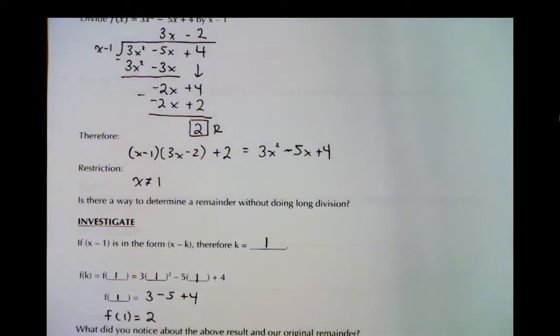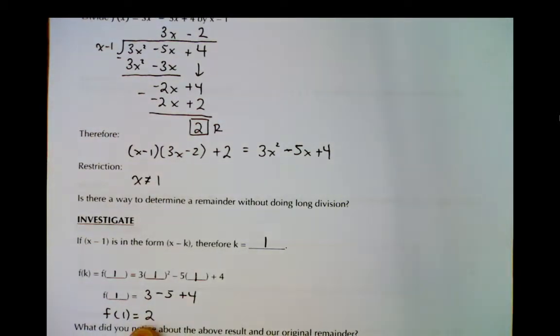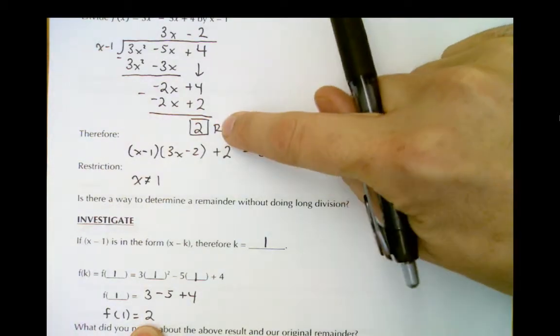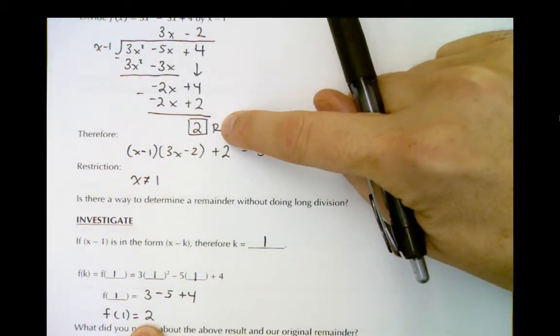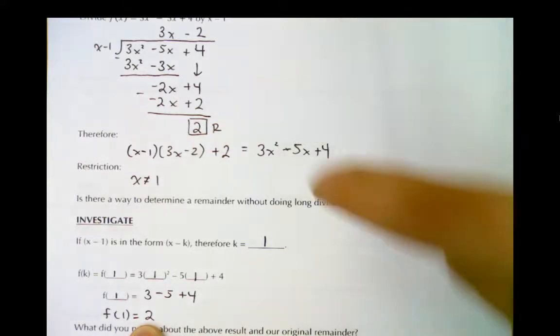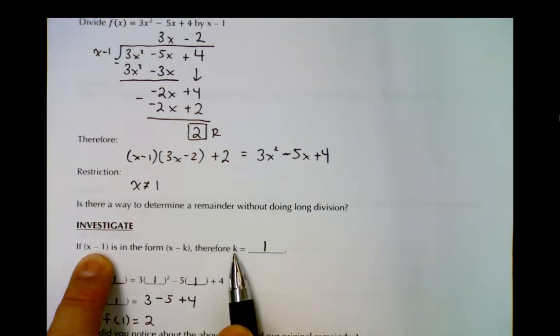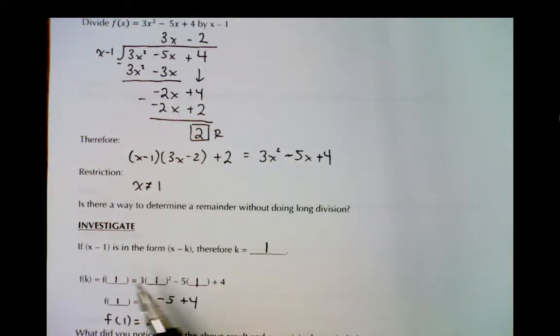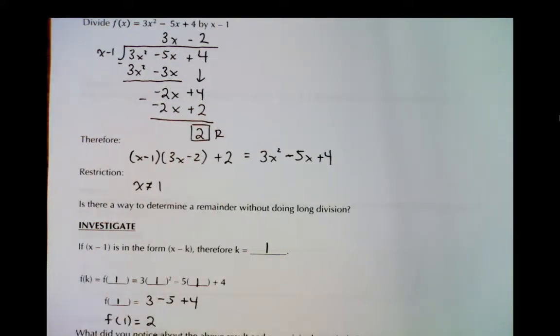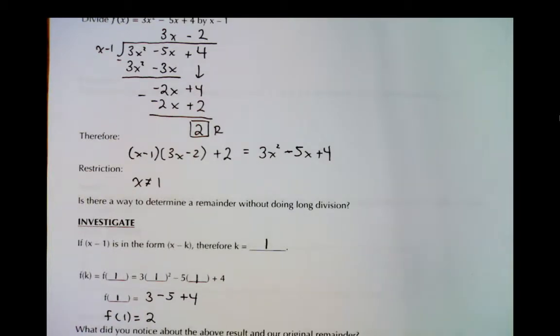Now you might see some similarities here between our answer 2 and our remainder from our polynomial division. And that is essentially what the remainder theorem is. It says that if you take your k value from the term you're dividing your polynomial by, in this case x minus 1, our k would be 1, and you substitute 1 into the equation, you're left with just the remainder.